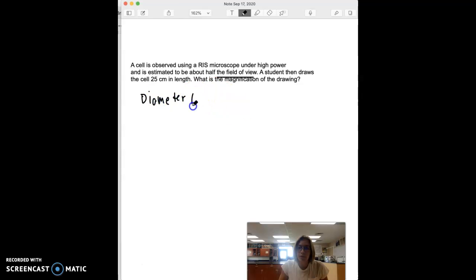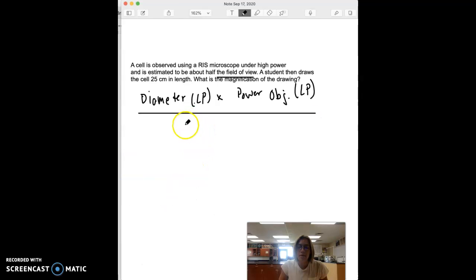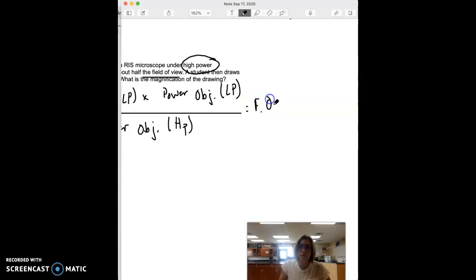And remember, that's because once you zoom in too much, you're not going to be able to see anything of significance for the field of view on that measurement. And then you multiply the diameter of the low power times the power of the objective. And in this case, we're still working with the low power objective. And then we divide that by whatever objective we're trying to determine the field of view for. In this case, it's asking us for where we've looked at it under high power, so we need to know what the field of view is under high power. So the power of the objective in high power. And that's going to give us the field of view in high power.